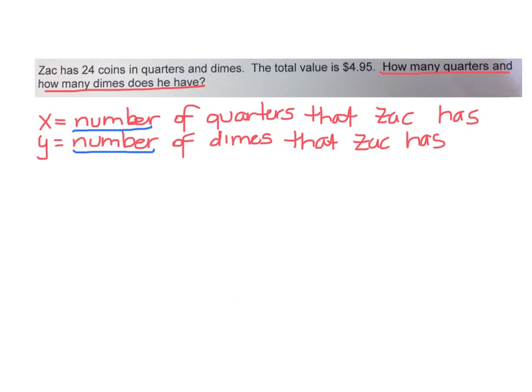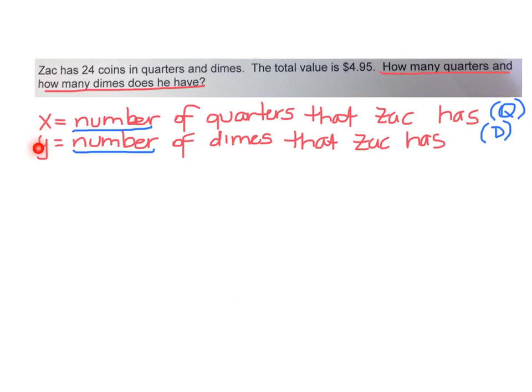A lot of times we just want to write quarters, dimes, or Q, D, whatever. But instead of calling it x, you could name your variables different letters. So you could do Q and D. Sometimes I prefer that because it helps me keep my place in the word problem.